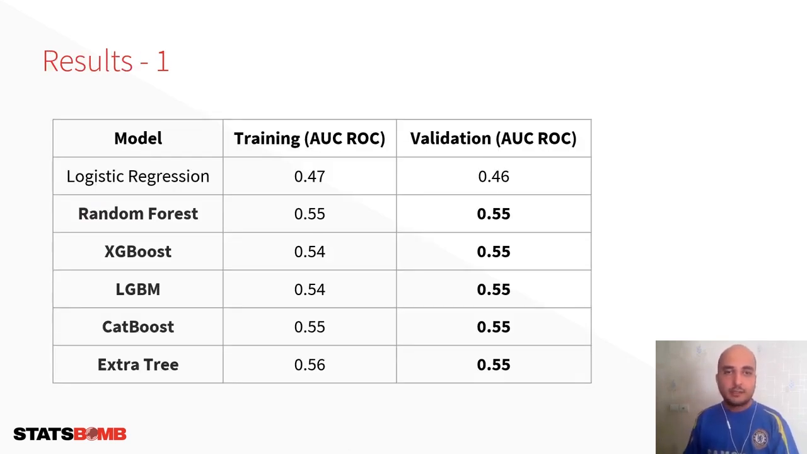Here we can see the performance of different well-known machine learning algorithms. Basically, we can see it really doesn't matter if we use random forest, XGBoost, LGBM, CatBoost, or ExtraTrees. All of them are going to give us more or less the same validation in terms of AUC-ROC. And that's a clear sign that it's not because of the algorithms that we get a low AUC-ROC. It's because the data set that we're using, basically event data, doesn't have enough information for this study.